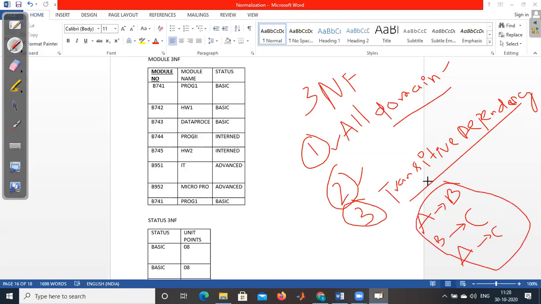If it is in the second normal form and it contains a transitive dependency, it is not in the third normal form. It is only in the second normal form. There should not be any transitive dependency.